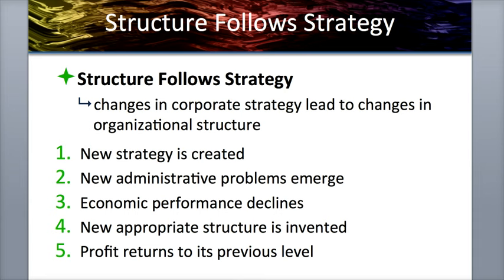So I was talking about structure follows strategy. A new strategy is created. New administrative problems may emerge due to this new strategy, and then a new structure may have to be developed. So economic performance could decline as this new problem persists and develops. A new appropriate structure is invented, and hopefully profits return to their previous level. You need to understand that the structure usually follows the strategy. When the strategy is employed, the structure has to change around with it. We're talking business structure to make sure that the strategy is successful.